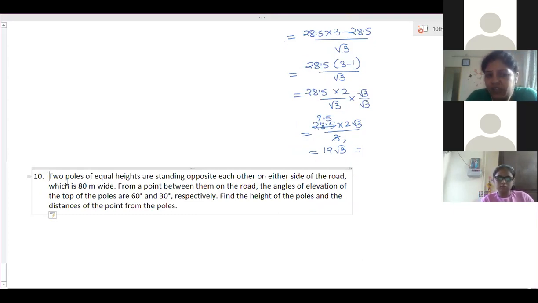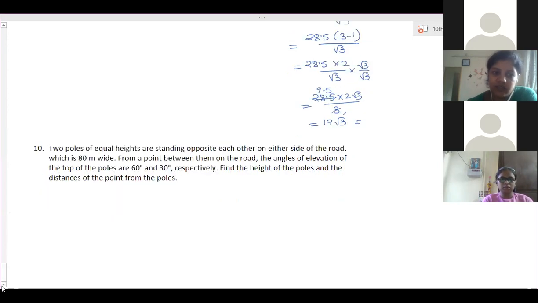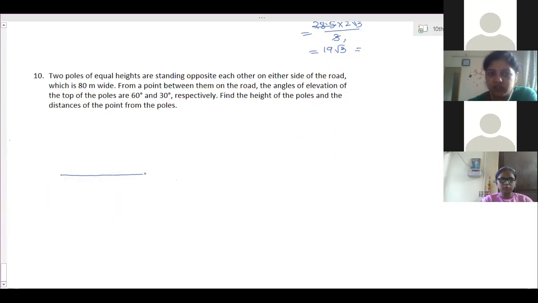Two poles of equal height are standing opposite each other on either side of the road. That means on both sides of the road, two poles are erected, and they are of equal height. So this is the road. On the opposite side of the road, two poles are there. This is one pole, this is the second pole. Both heights are the same, equal height. And this road is 80 meters wide.